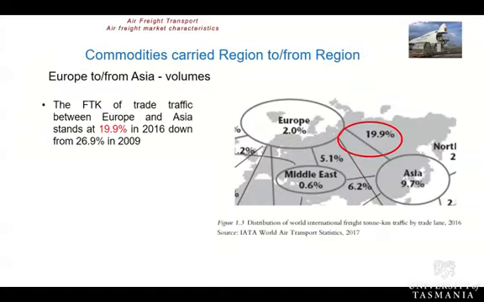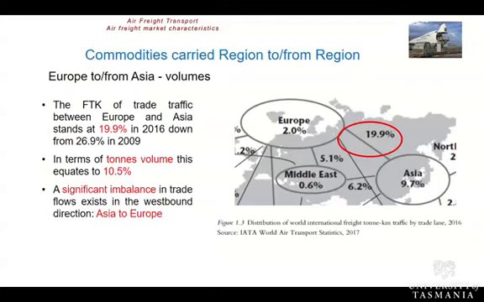So just having a look at the first trade route I want to have a look at, and we spoke about last week, was Europe to and from Asia. In terms of tonnage, and we didn't mention that, that's about 10% of the tonnage is moved through that particular trade route. We also know already a significant imbalance exists on that particular trade route from the imbalance from Asia to Europe. However, this is reducing. It's now down to 47% from 71% in 2005.